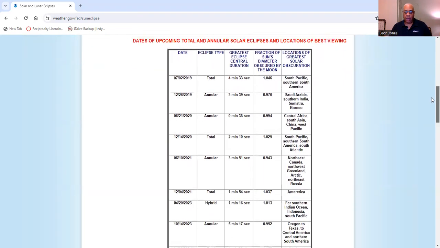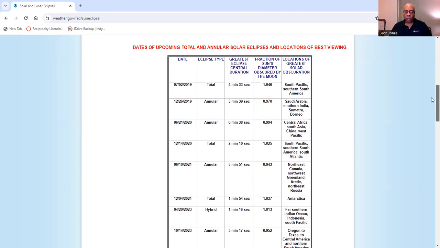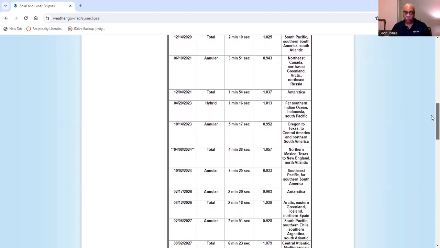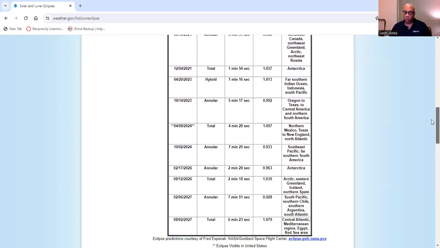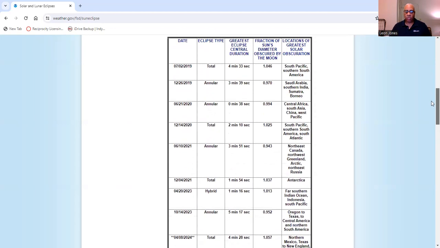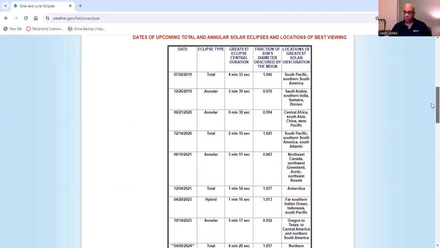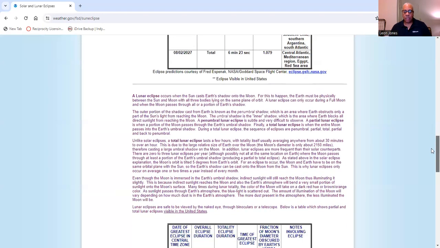Now, what I have here is a list of total and annular solar eclipses and locations for best viewing. They go all the way back to 2019, all the way up to 2027. So that's 8 years' worth of eclipses. So if you're in any of these regions, you can still see the total and annular eclipses. Now, something else we need to talk about.